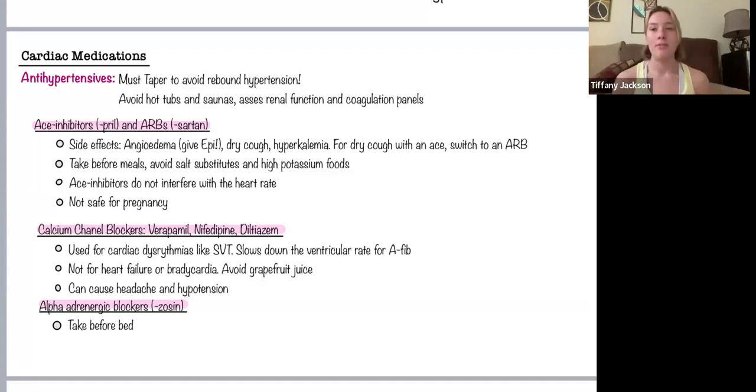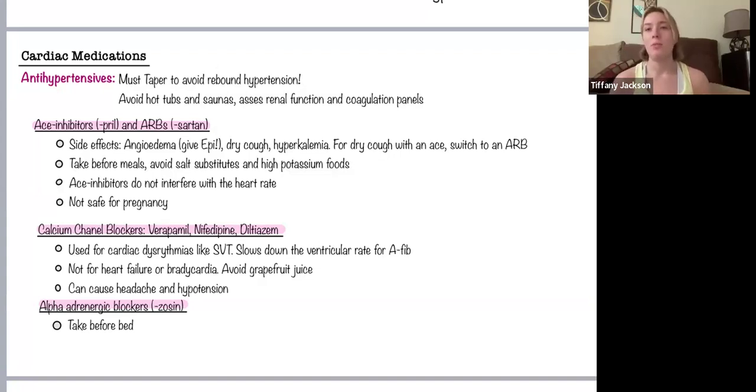What are our side effects? I always say ACE. We've got angioedema. If someone has angioedema, facial swelling, we give epinephrine. Can have a very annoying dry cough, and hyperkalemia, increased potassium. That's how I remember it personally. ACE, ACE, angioedema, cough, increased potassium.